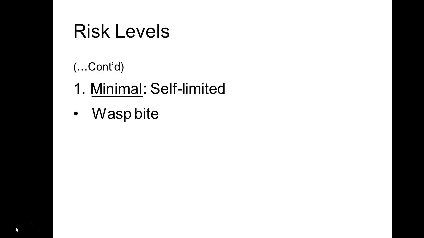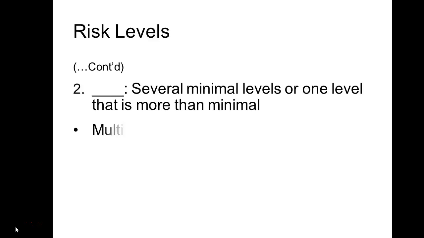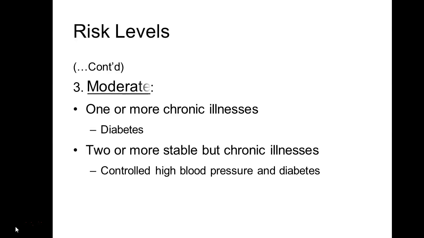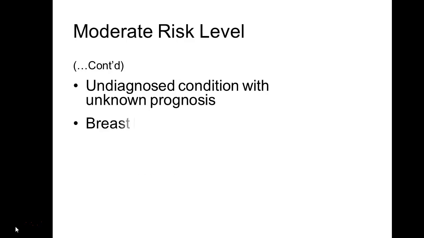So again, if the risk level is minimal, this is like a wasp bite or a bee sting for someone who is not allergic. Something that is low would be, again, multiple bites, multiple stings. If something is moderate, again, now we're talking about some chronic illnesses. They could be stable but chronic illnesses, or a chronic illness that is getting worse or complicated. We can also deal with moderate risk for undiagnosed prognosis, like a breast lump.